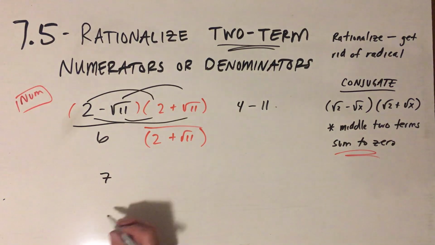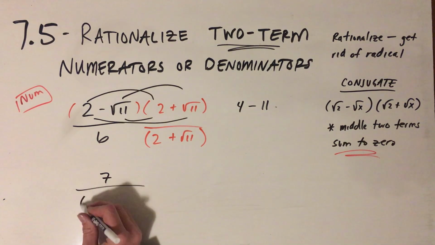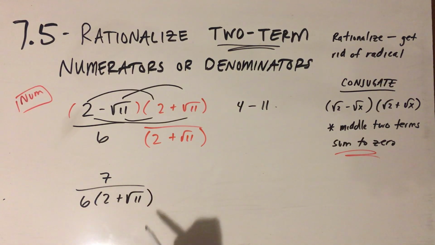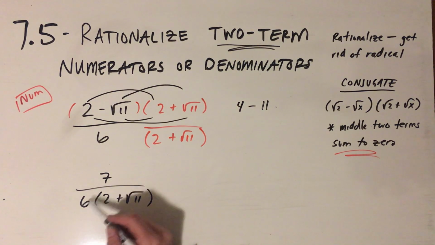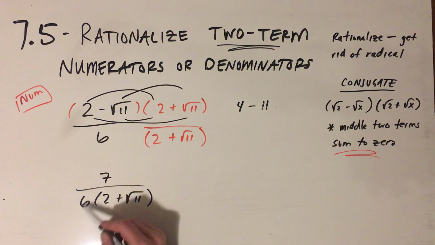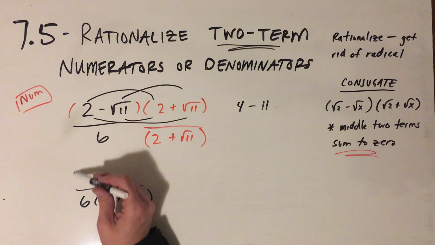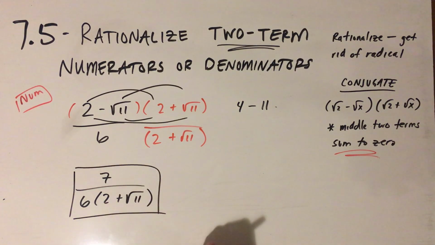All right, so I have a 7 on top. On bottom, I have this 6 times 2 plus the square root of 11. If the 7 could cancel with this 6, or if it was a number like 8 and I could cancel 2's out, then I should. But in this case, 7 and 6 have no common factors, so I'm just going to leave it like this in its factored form. Okay, so that's rationalizing a numerator.